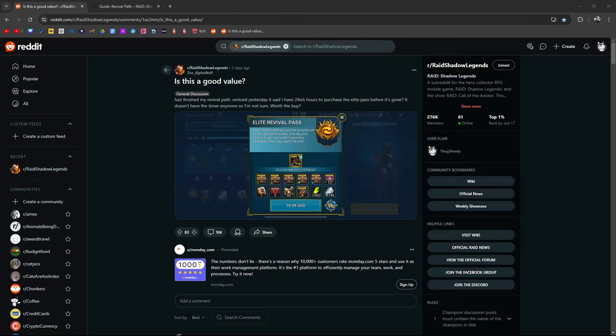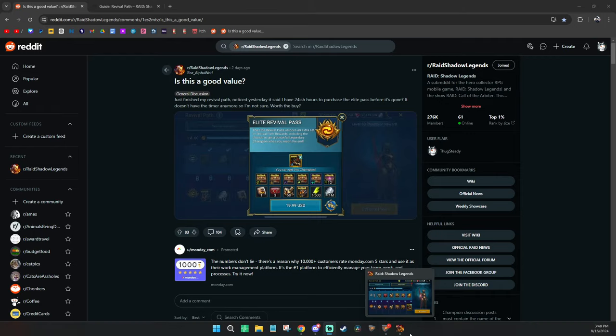Just finished my revival path. Noticed yesterday, it says I have 24 hours to purchase the elite pass before it's gone. It doesn't have the timer anymore, so I'm not sure. Is it worth the buy? Is this a good value? This is the elite revival pass.